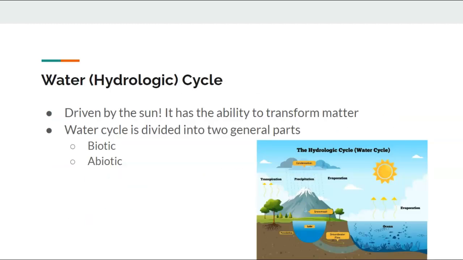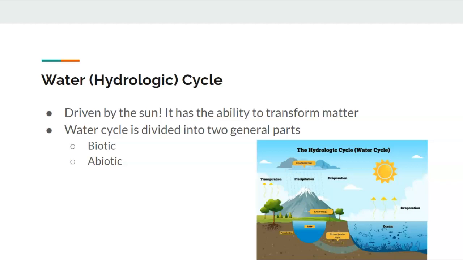Another word for the water cycle is the hydrologic cycle. I know, it's a big word, but hydro, you've probably heard that in reference to water before, so if you ever see that word, just know that it means the water cycle. The water cycle itself is driven by the sun, right? The sun has the ability to transform matter. The sun produces heat, and that heat can heat up water, so it can transform water. As water heats up in general, it will evaporate.